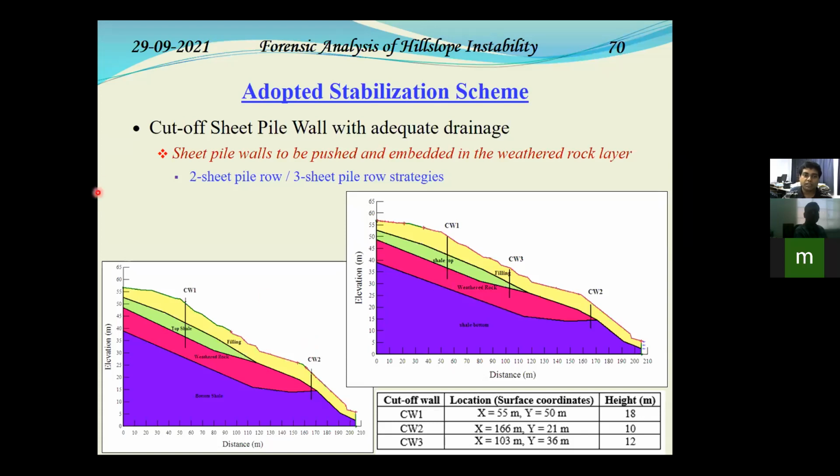We modeled with a cutoff sheet pile wall, whether 2 layers or 3 layers, and we tried to see whether they could arrest any further movement in the future. These sheet pile walls are to be pushed, and one thing to be remembered, they have to clear the fill layer, and they have to move into the weathered rock or the bottommost shale. So they have to be pushed into the weathered rock layer. So we figured out some strategic locations and the height of the sheet pile walls. Several trials were again done for that.